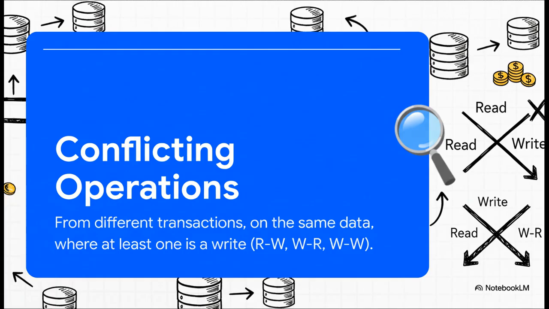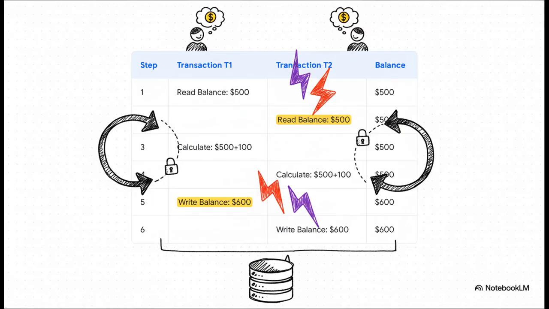Notice that two transactions just reading the same thing at the same time? Not a conflict. Nothing's changing, so no harm, no foul. Okay, let's go back to our crime scene, our bad bank schedule, and look for these conflicts.